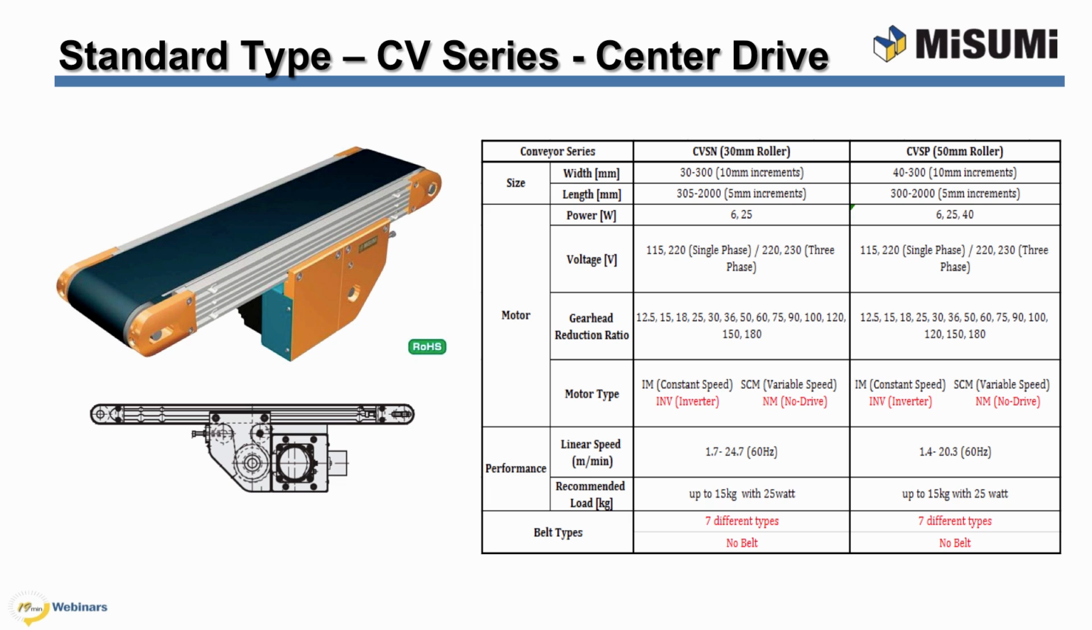CVSN and CVSP series is exactly the same as the CVSA and CVSB, but because it's a center drive, the length is configurable from 305mm to 2000mm in 5mm increments. All other specs are identical.